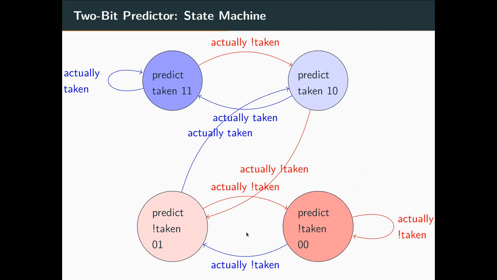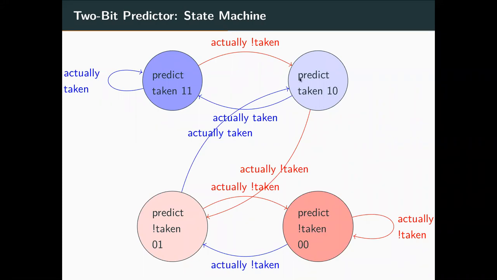So the blue states are that we predict that it's going to be taken. And the red states are the ones where we predict that it won't be taken. So if we are in either one of these 2 states, here, we're going to predict the branch will be taken. And if we're in either one of these two states, we'll predict that it won't be taken. And there's corresponding binary for these, 11, 10, 01, 00.